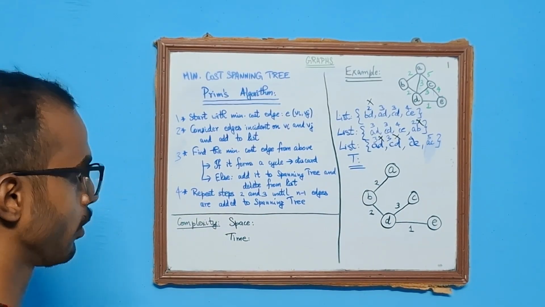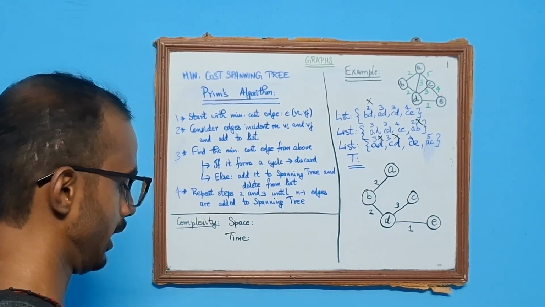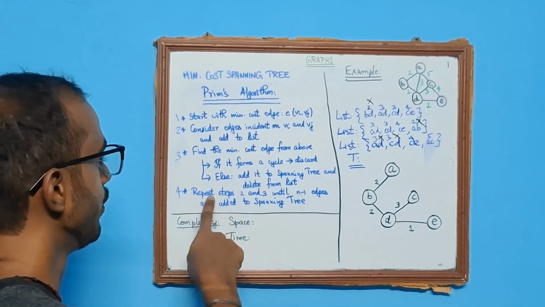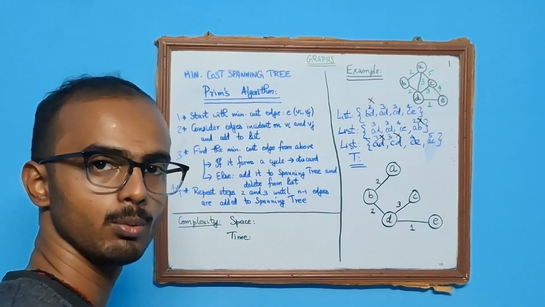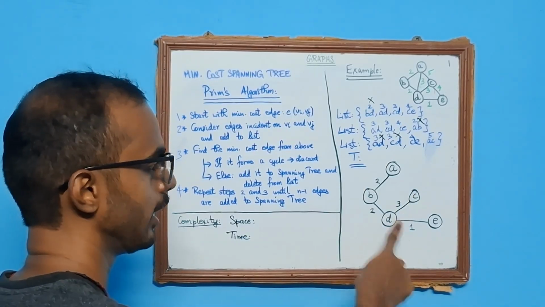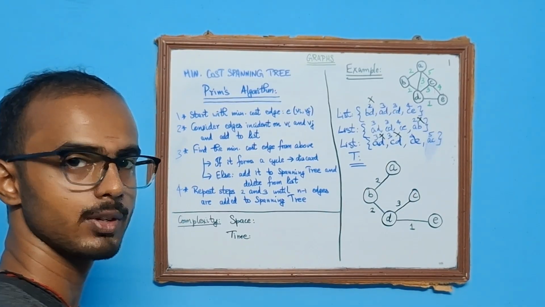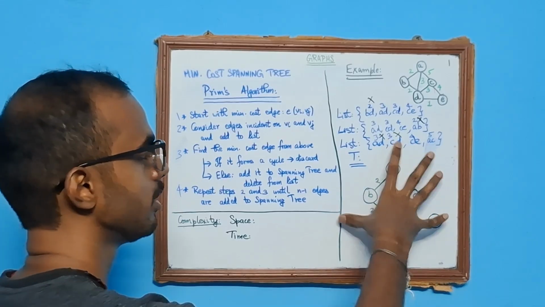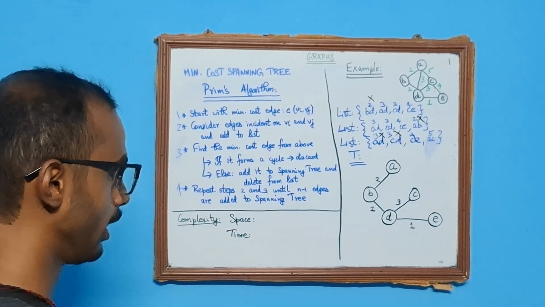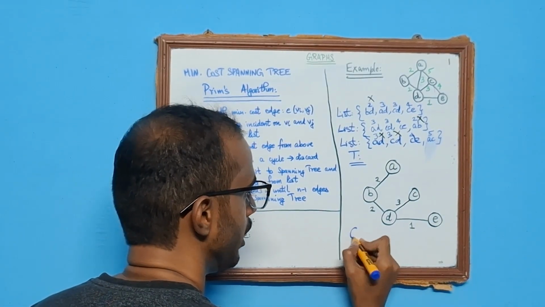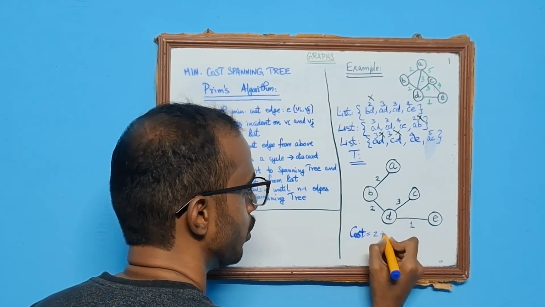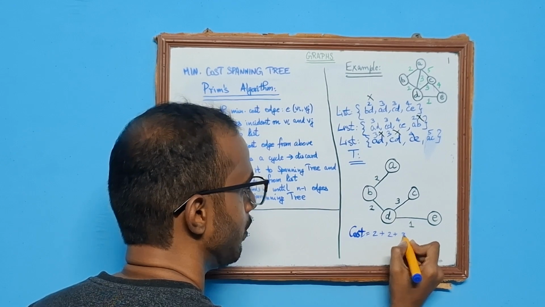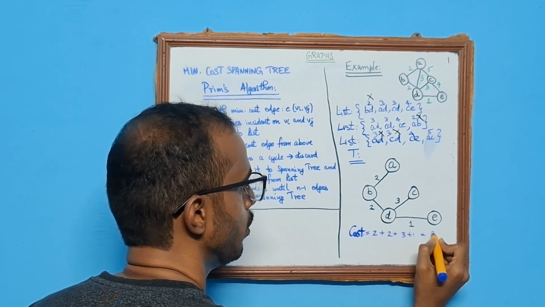Now, do we have to consider all the edges from C and D now? No, because we have got n-1 edges. There are A, B, C, D, E, 5 vertices. There are 1, 2, 3 and 4 edges. n-1 is satisfied, n-1 edges we got. So this is the final spanning tree. Let me calculate the cost of this. Cost will be equal to the sum of all the edge costs, which is 2 plus 2 plus 3 plus 1, which is equal to 8.